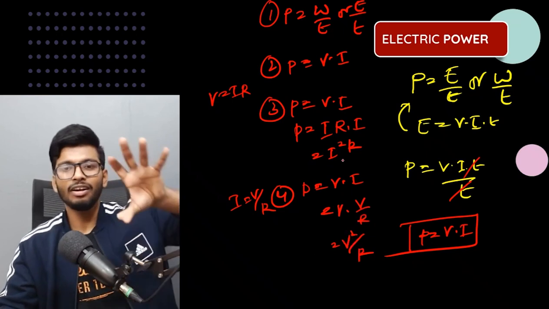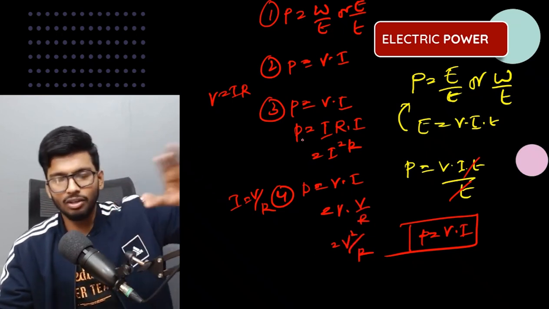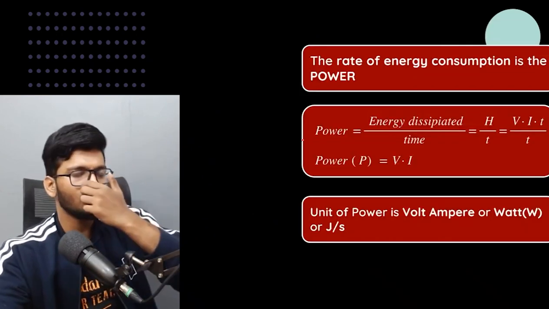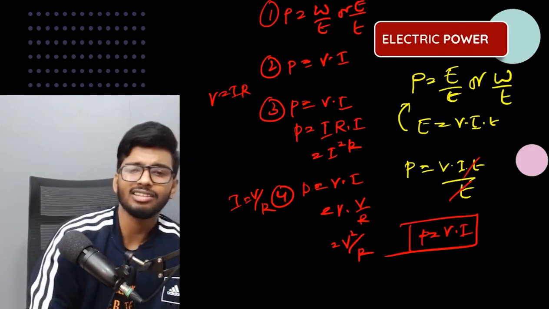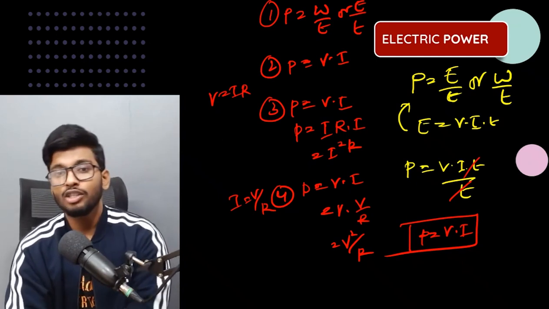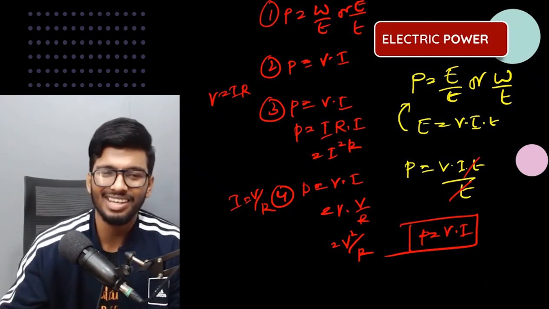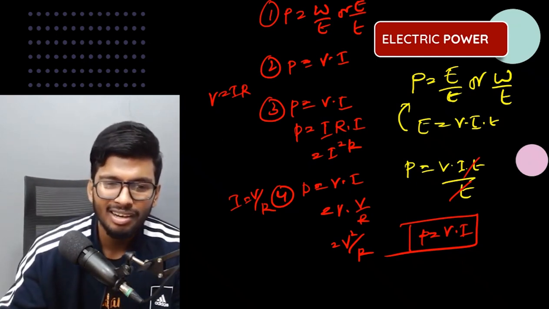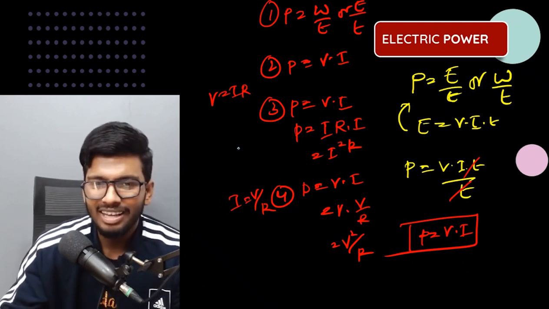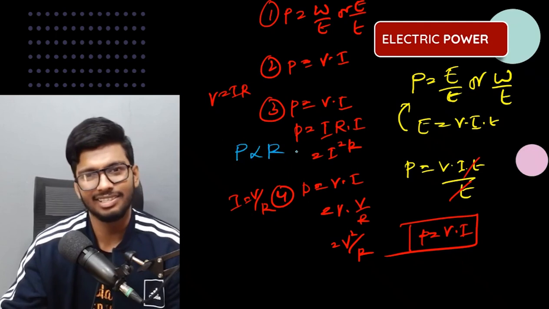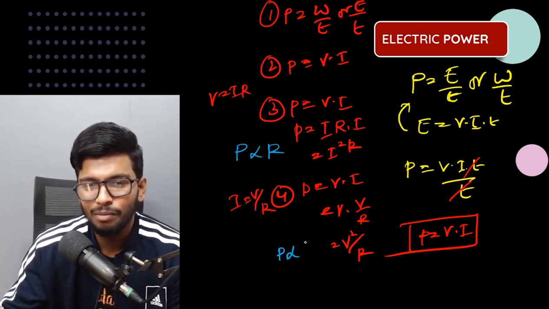So here, people, you have two formulas that you derive from the first formula, that is V is equal to I into R, P is equal to V into I. One is I square R and the other is V square by R. So here, guys, if you just look at these equations, there's one peculiar thing about it. Here it says that power is directly proportional to resistance, and here it says that power is inversely proportional to resistance.